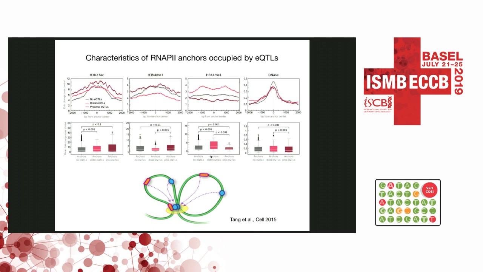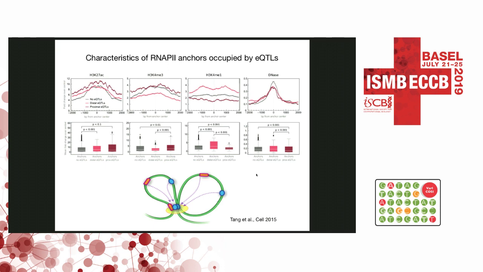We examined histone mark signals around anchors occupied by eQTLs, and they show that proximal eQTLs disrupt interactions, like enhancer-promoter interactions, at the promoter site, and distal ones at the enhancer site, which is what we would expect again.